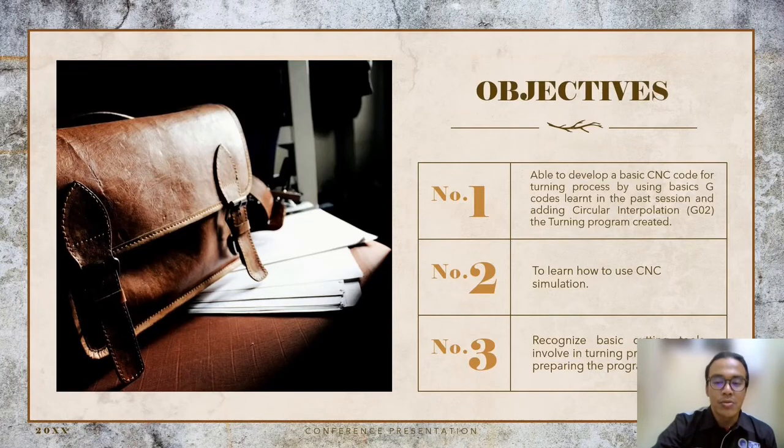Okay, next we go through our objectives for this assignment. Number one is to develop a basic CNC code for the turning process by using the basic G codes learned in the past session and adding circular interpolation G02 to create the turning program. Number two is to learn how to use CNC simulation, and number three is to recognize basic cutting tools involved in the turning process before preparing the program.